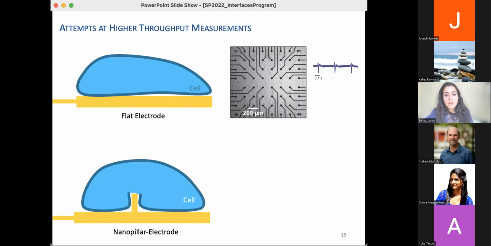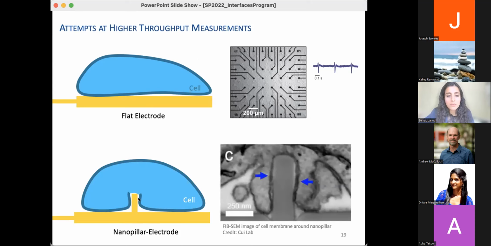So one idea when these nanopillars were becoming very popular for sensing was, what if we make these really sharp electrodes, and they could potentially rupture the cell membrane as done in patch clamp and then access the inside of the cell? However, careful studies have shown that the cell membrane does not actually rupture around these nanopillars.